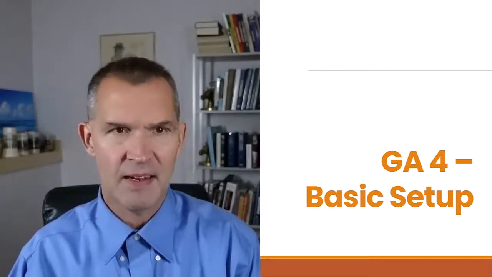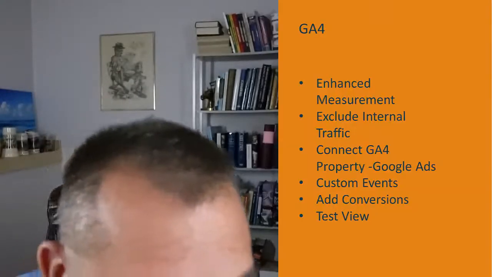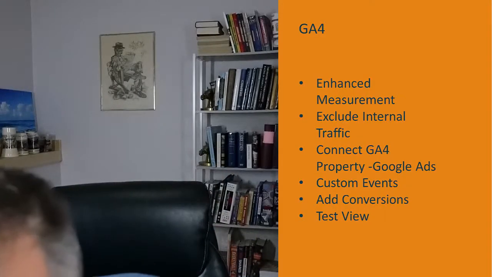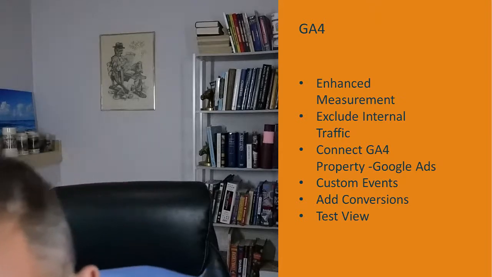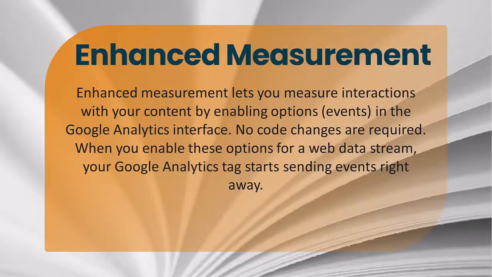And this is really just clicking a button under the admin settings. Enhanced measurement allows you to measure interactions with your content, mainly events in the Google Analytics interface, and no changes are required. When you enable these in your web data stream, your Google Analytics tags will start sending events right away. All you need to do is have your Google Analytics tags set up for GA4.